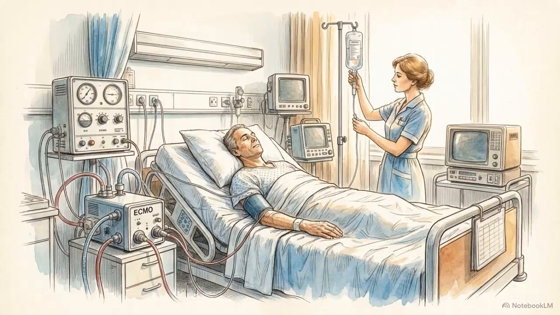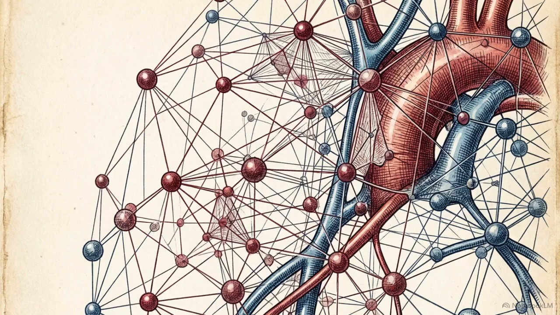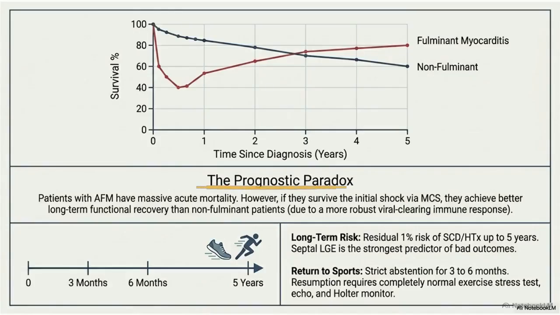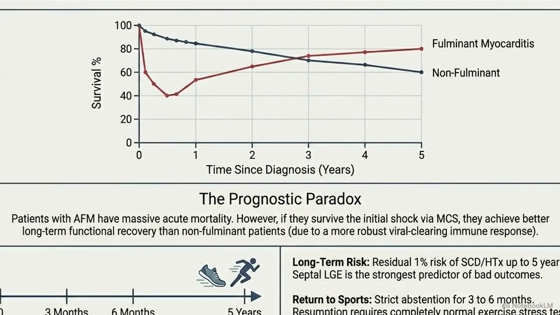If the medical team successfully bridges the patient through initial shock using machines and targeted drugs, a strange statistical anomaly emerges in the recovery data. This graph illustrates the prognostic paradox of acute fulminant myocarditis. At diagnosis, the red line shows fulminant myocarditis has a massive acute mortality rate compared to non-fulminant cases. The initial drop is steep and brutal. But look at where the lines cross.